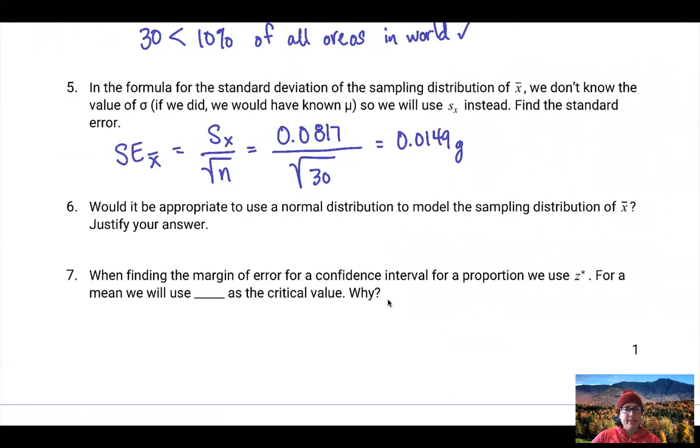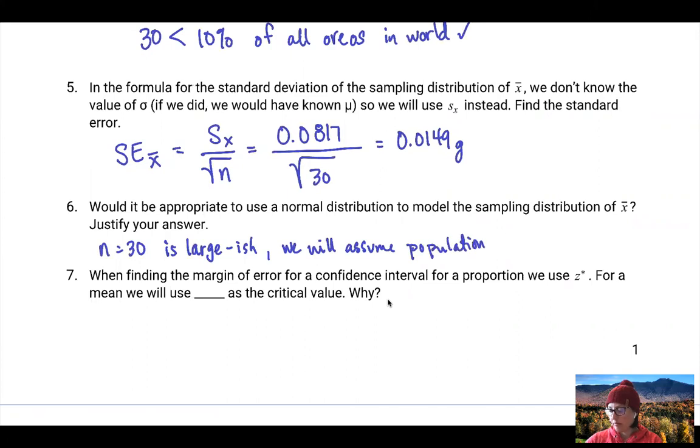So since we don't have the data, we're going to say, well, our sample size is on the larger side, large-ish. We will assume the population distribution is normal.